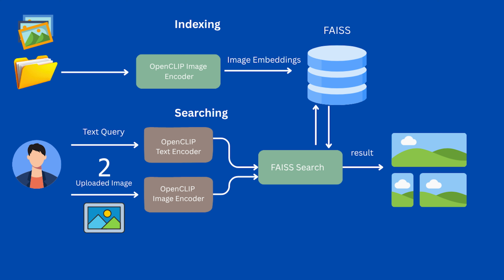The second option is image search. In this case, the user uploads an image. The uploaded image is passed through the same OpenCLIP model, which generates an image embedding. That embedding is then compared against all indexed image embeddings stored in FAISS. Finally, the system retrieves the most visually similar images and displays them to the user.